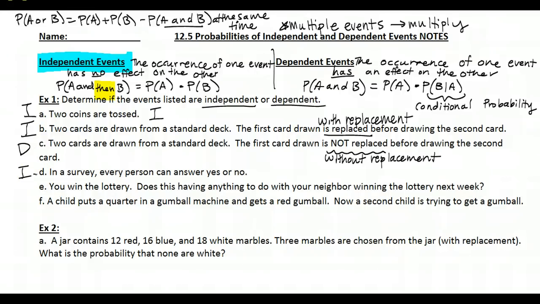Part E, you win the lottery. Does this have anything to do with your neighbor winning the lottery next week? I'd say in most cases not, unless it's something like the Powerball or something where it's cumulative with the tickets you get.